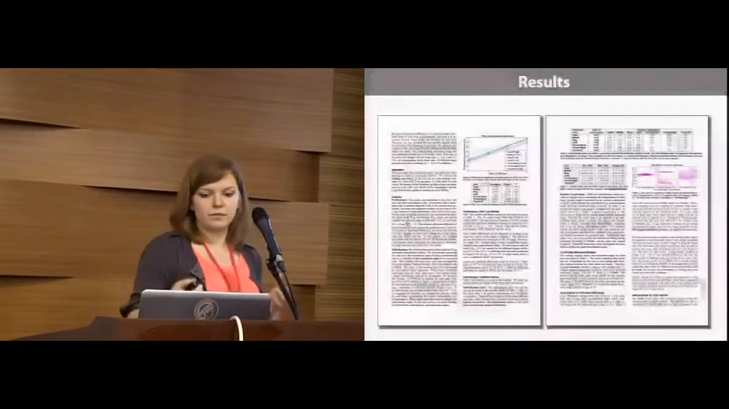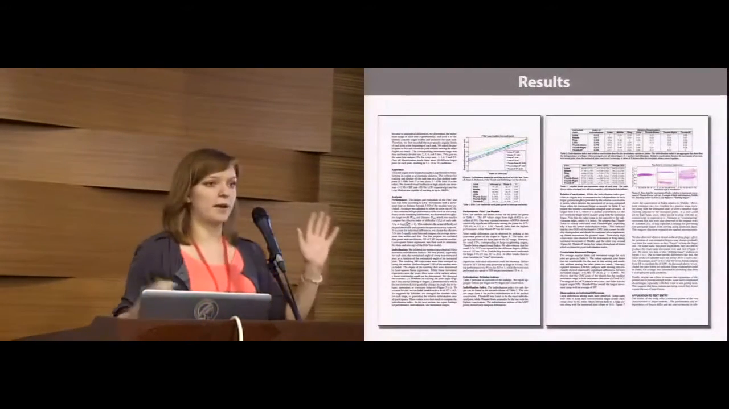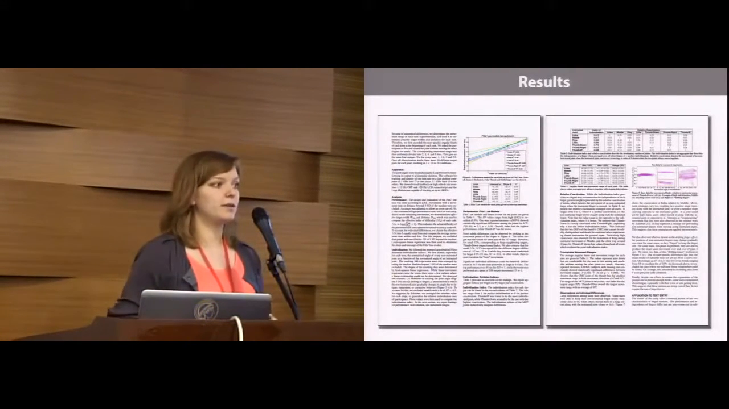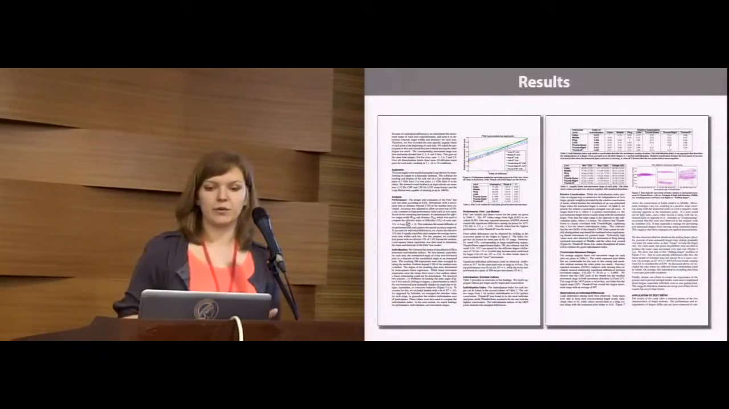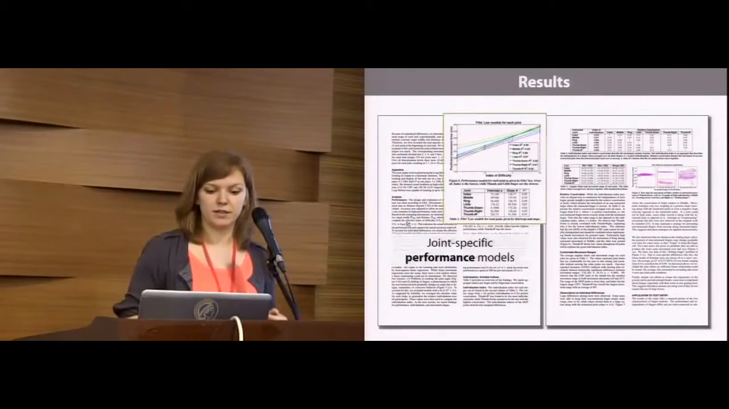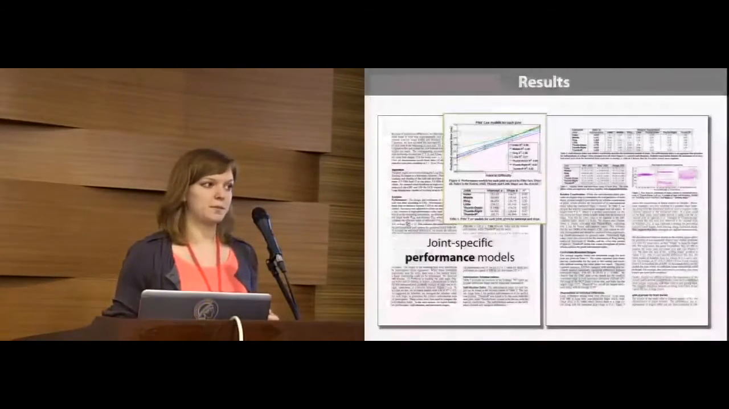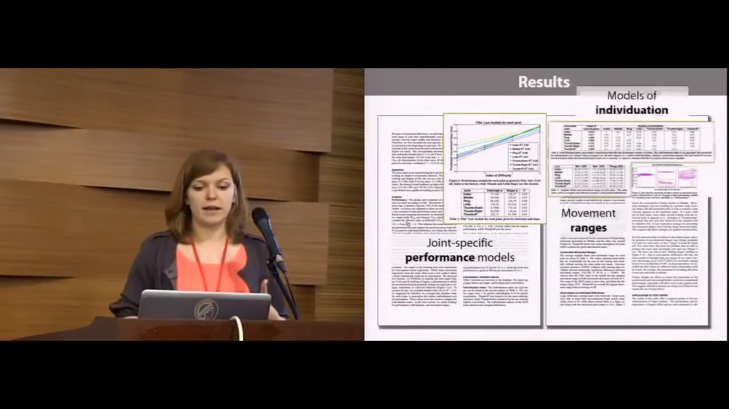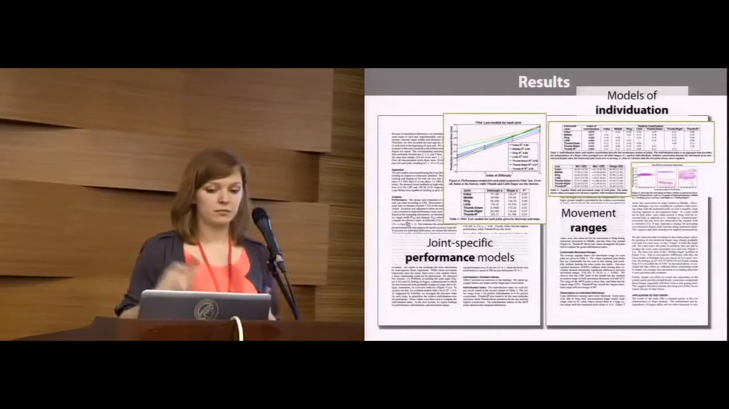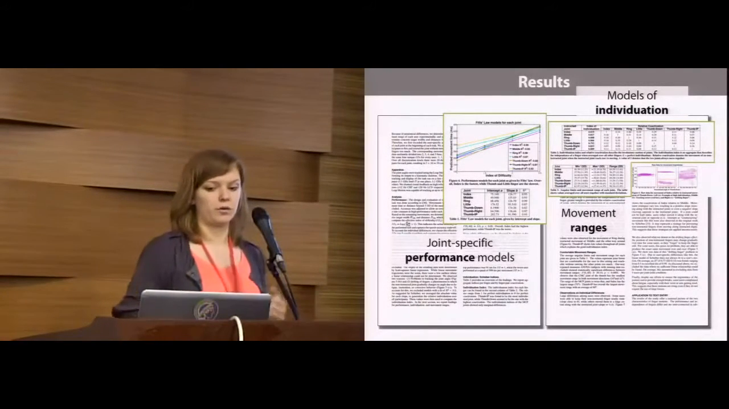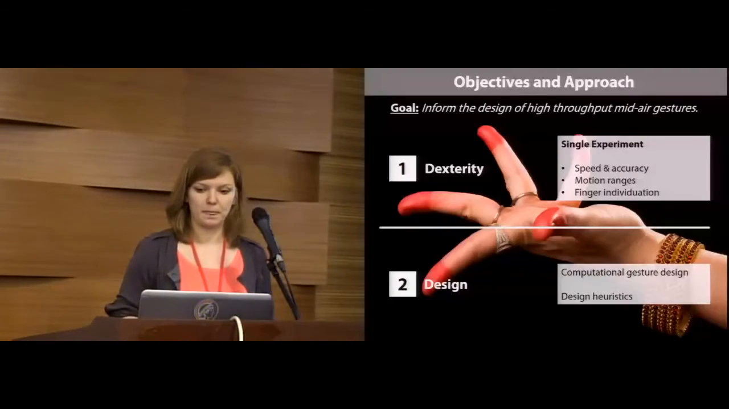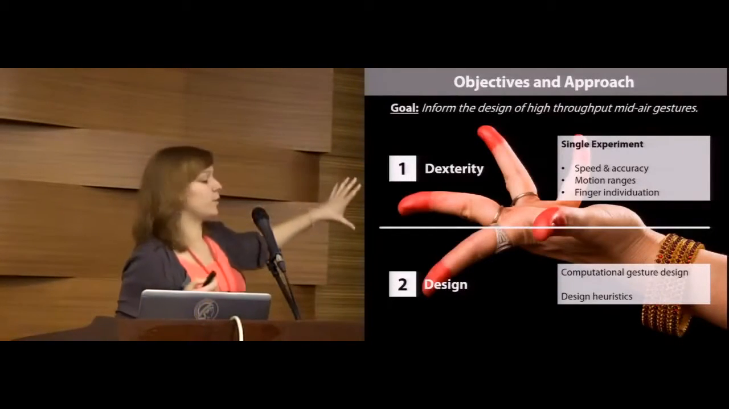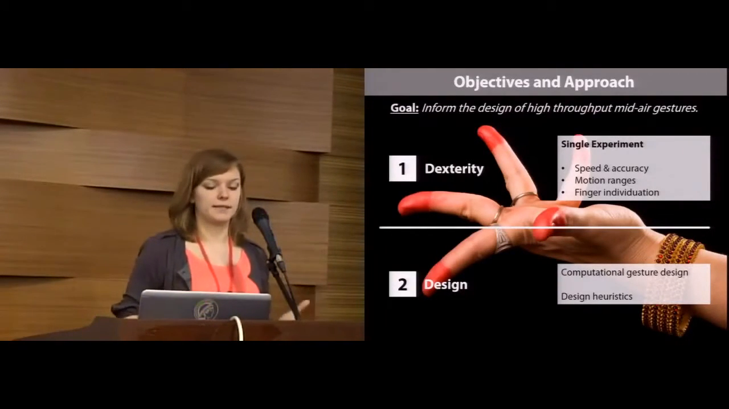And so we have these results in the papers. They come in the form of models, in the form of tables. You can look them up, and they are ready to use for your analysis or for your design of mid-air gestures. As I said, we have joint specific models for the performance. Those are the Fitzler models. We have models for the individuation, which is the Shiba index, and we report on these movement ranges. So now we have everything for this first point, which quantifies the dexterity.